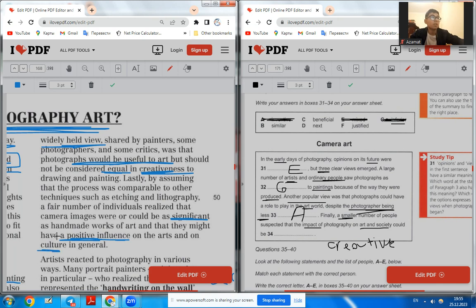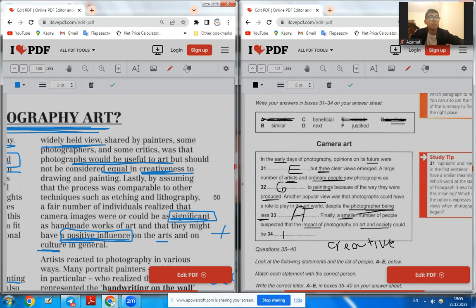So, a fair number of people believe it. A fair number of individuals means a smaller number of people. The impact of it, like actually camera images can be significant, right? They can have a positive impact. So now they're talking in a positive way, and they can have a positive influence both on the arts and on the culture, arts and society.